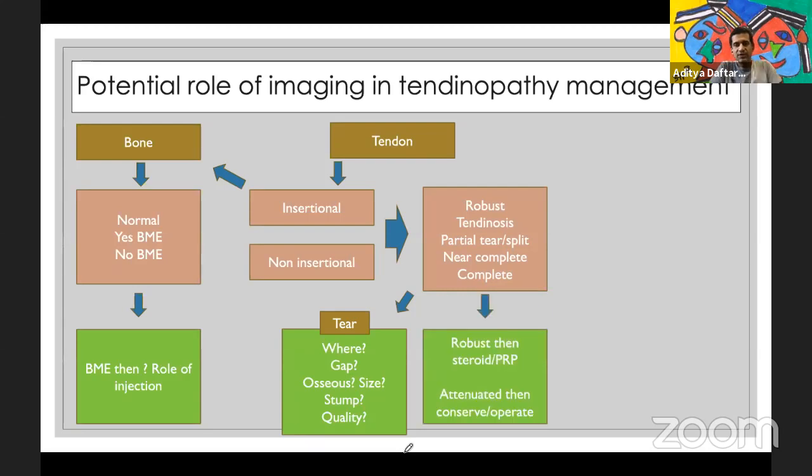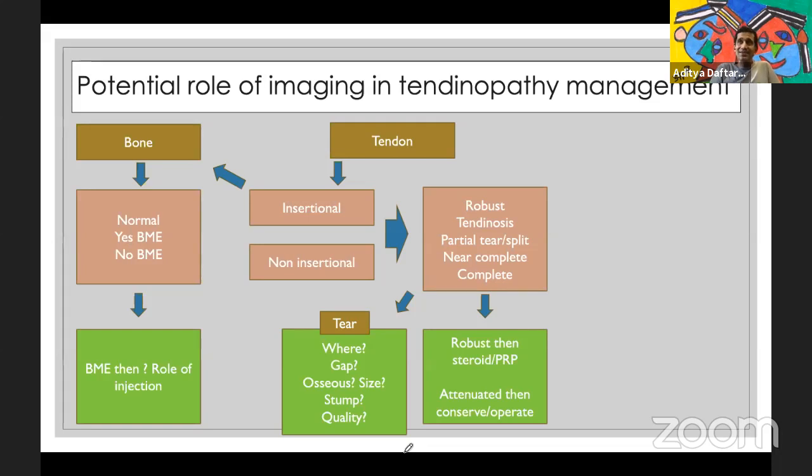On the other hand, if it is a robust tendon, then you're trying to determine whether you're going to give a paratenon or a tendon sheath injection of steroid, which can sometimes be controversial, or whether you're going to use something like PRP or an orthobiologic.